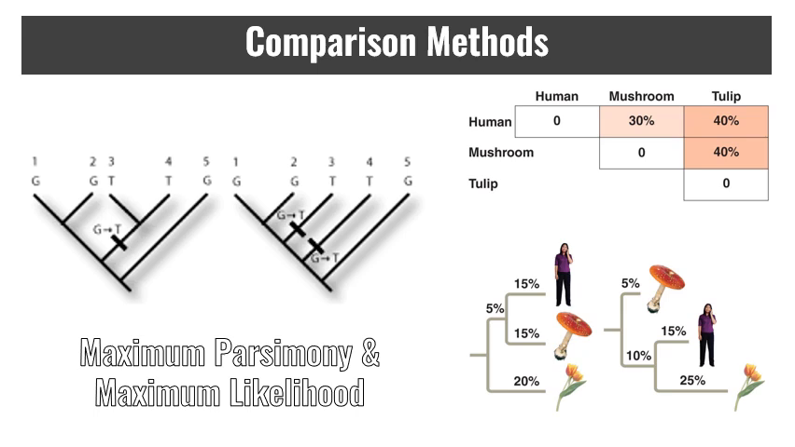So if you're basing your trait on something like morphological characteristics, the most parsimonious tree is going to be the one that requires the fewest evolutionary events to occur. Looking at the picture here, the one on the left assumes the GT mutation happens once. The one on the right assumes the GT mutation happens twice. So the one on the left is going to be considered more parsimonious.